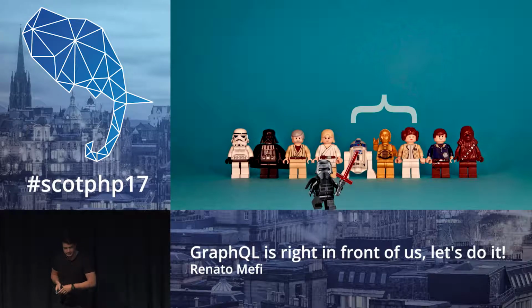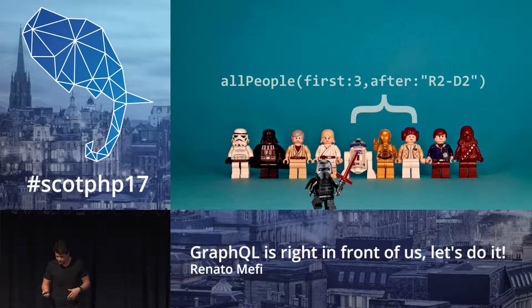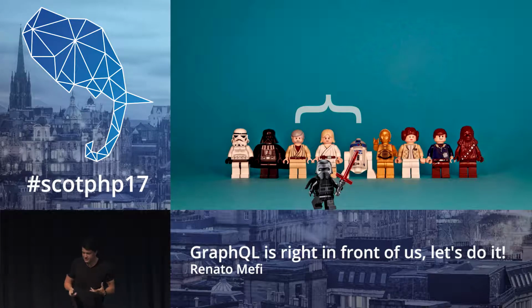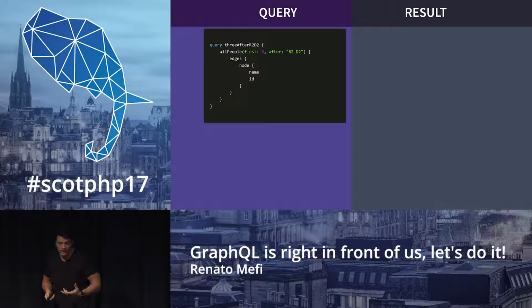So we need a pointer. We need to get a way to find where this data set starts, ends, or whatever. And then instead of using just all people first 3, as we did last time, we are going to ask after our DD2. OK, that sounds pretty easy for me. So let's see what happens before. Pretty obvious. So we go for before our DD2. Pretty cool, pretty straightforward. How this would look like. So again, we have the same kind of query. All people. This time we are going to notice something a bit different.